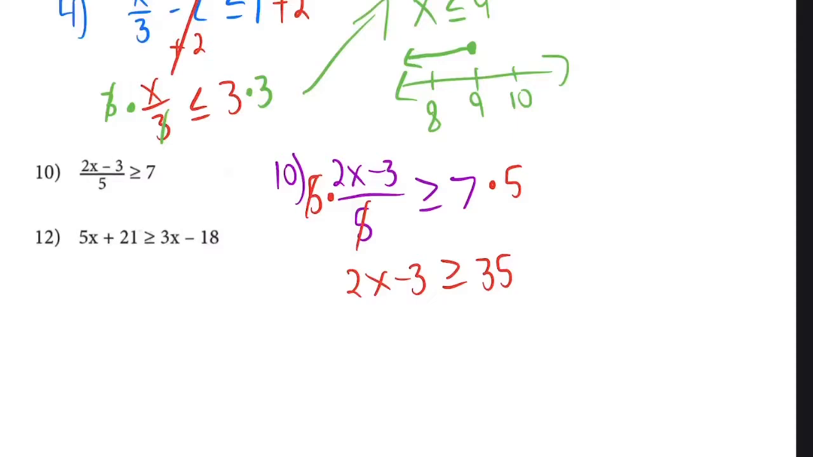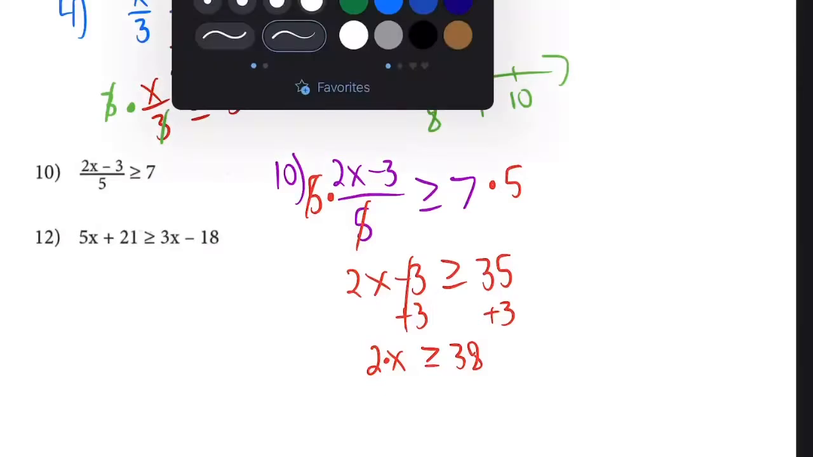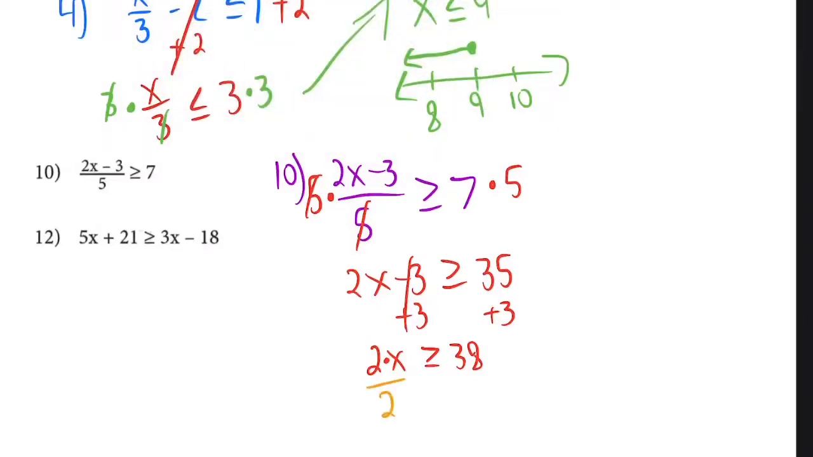Now it's just like the last one, so we'll add 3. 2x is greater than or equal to 38. And then this 2, that's multiplying, so we stop multiplication with division. x is greater than or equal to half of 38, which is 19.